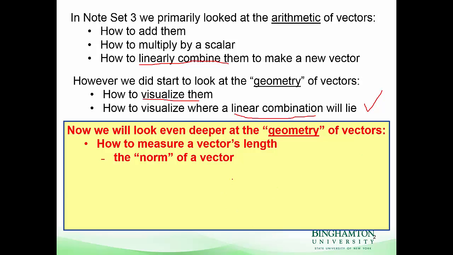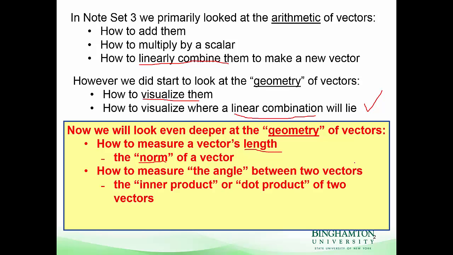And we introduce a new name, a new term called the norm. So the norm of a vector is nothing more than the length of the vector. So we just need a special name because the mathematicians say that's what we need to call it.